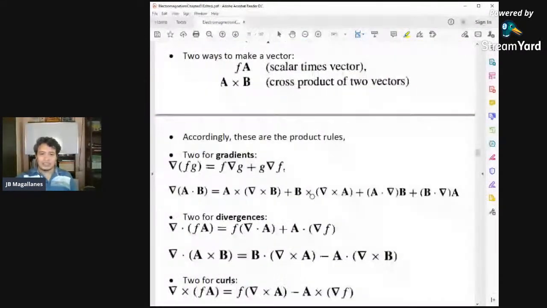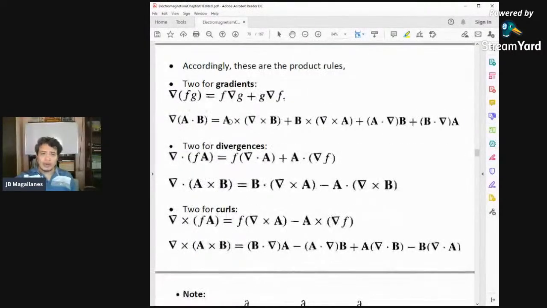So these are the rules. For gradients, you have this rule. It's the same thing. It's just a generalized derivative that you're using here. You can prove these identities by the component method. If you expand this by component and you expand that by component, and they're equal, then they're the same.